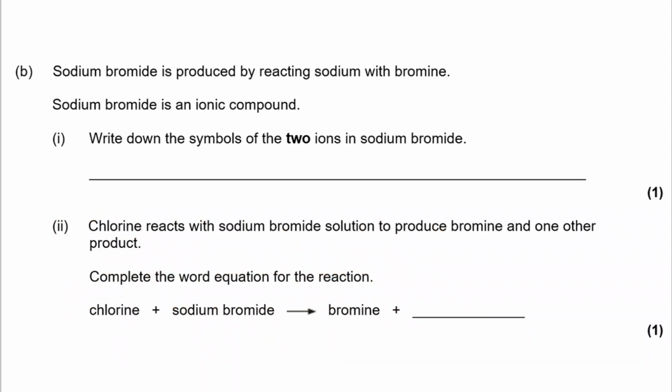Write down the symbols of the 2 ions. So the first thing is to pay attention to the question. There are 2 of them, and we know that sodium is Na, and we know that bromine is Br. So we know that they are going to be the component elements. But these are ions, and that means they need charge.